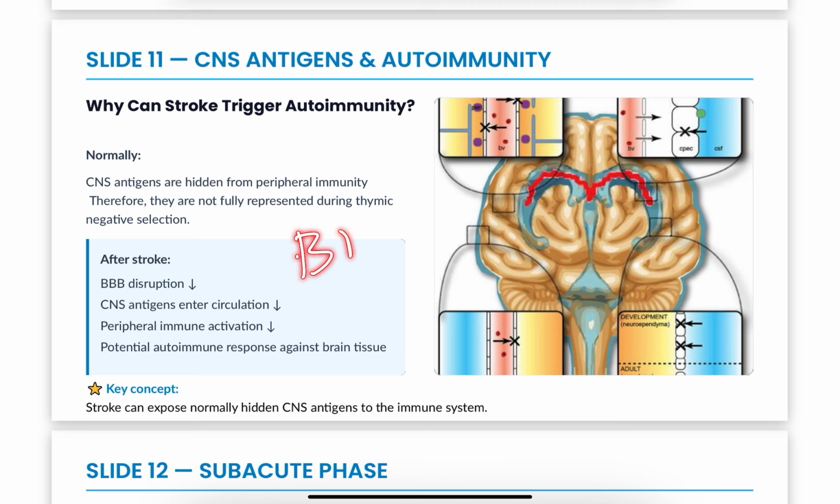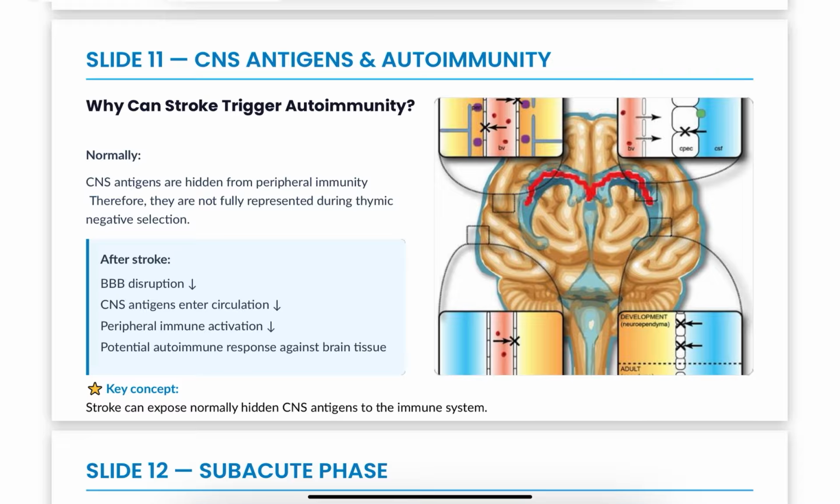Whenever we have blood-brain barrier disruption, which happens after the stroke, the previously hidden CNS antigens will enter the circulation and become exposed to the peripheral immune system. The immune system will see them as antigens in a completely different way. And this will activate the immune cells against the brain tissue. So I'm going to have an autoimmune reaction against our own tissue, against the brain tissue. This is one of the mechanisms by which stroke leads to an autoimmune response.